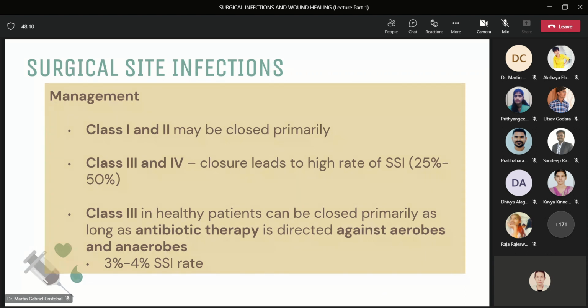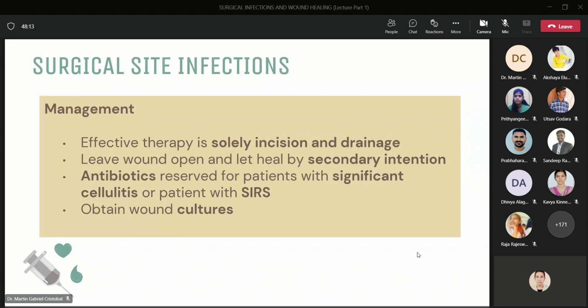So effective therapy is solely incision and drainage without additional use of antibiotics, with the wound left open and allowed to heal by secondary intention. Antibiotic therapy is reserved for patients in whom evidence of significant cellulitis is present or patients who manifest an SIRS. You usually obtain wound cultures in patients who develop SSI.